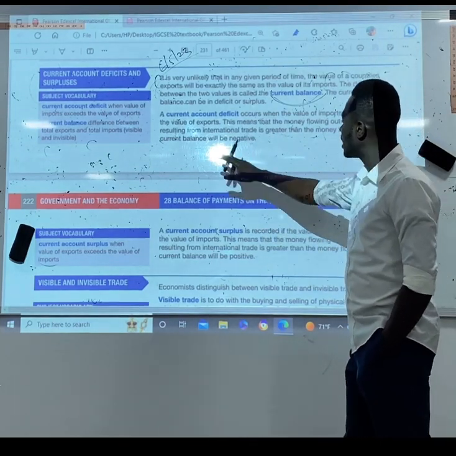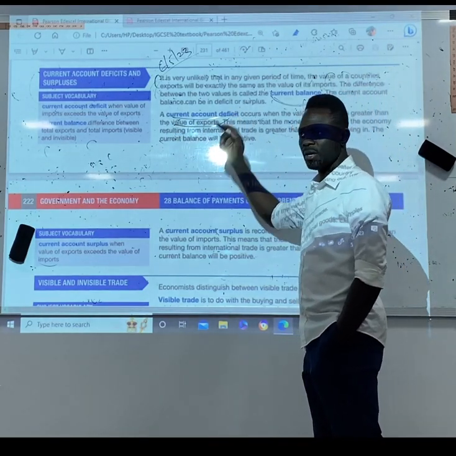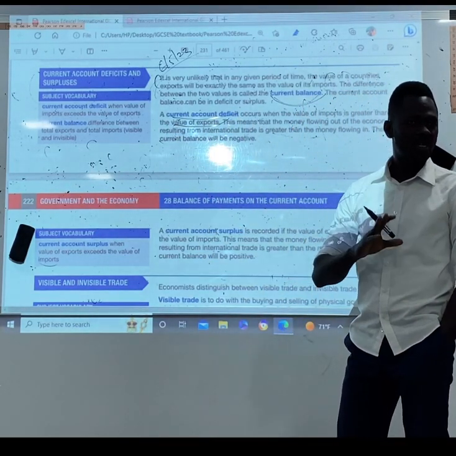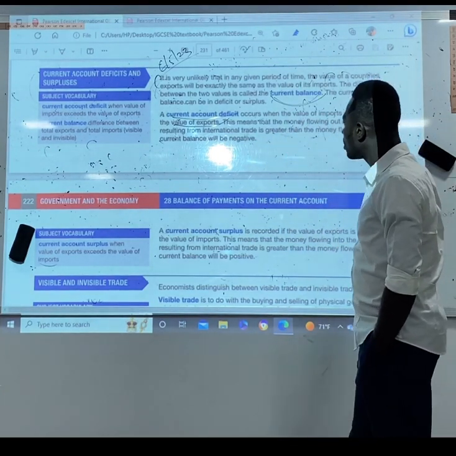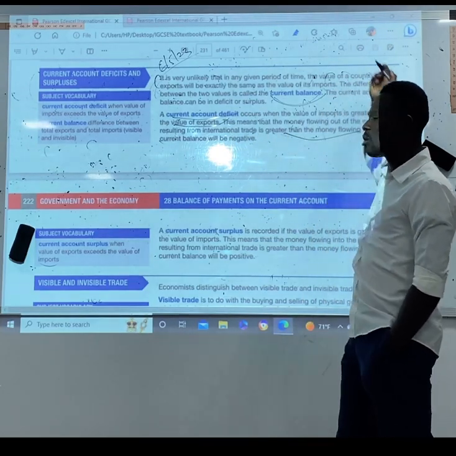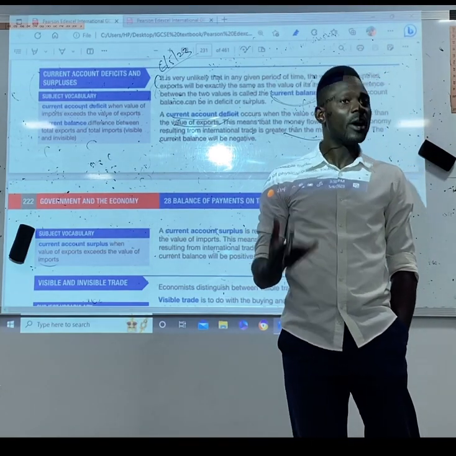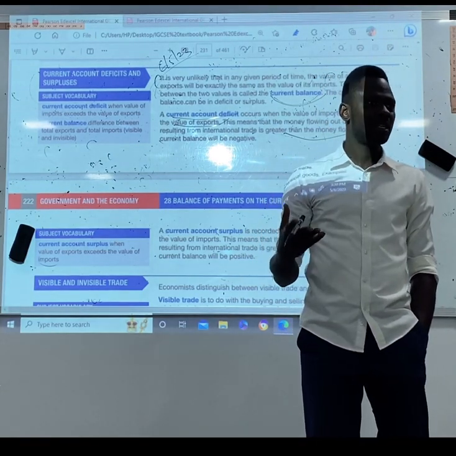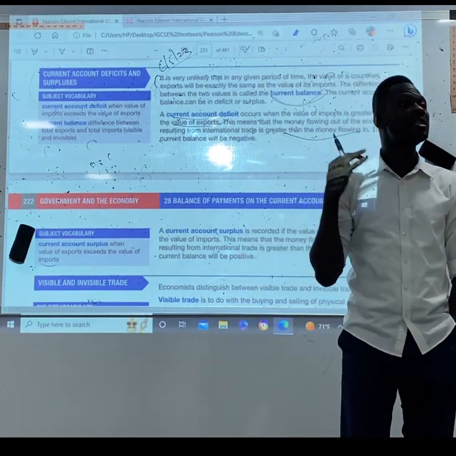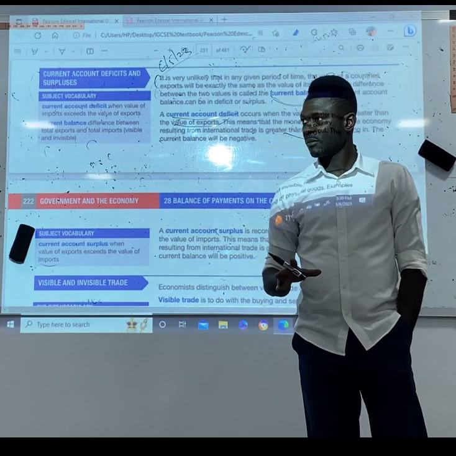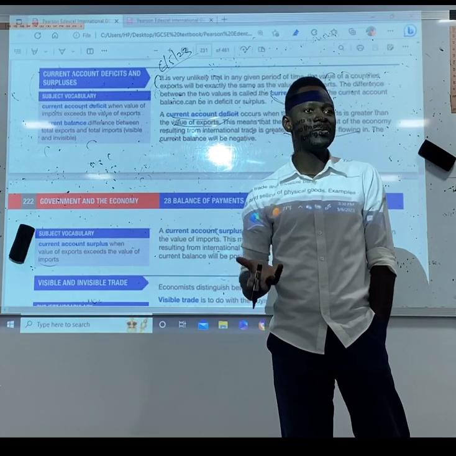So look at what this said. A current account deficit occurs when the value of import is greater than the value of export. Import exceeds export. So this means that the money flowing out of the economy resulting from international trade is greater than the money coming into the country. You are spending more than what you are receiving. So this devalues your currency, because it means you need more of other currencies to buy goods and services.